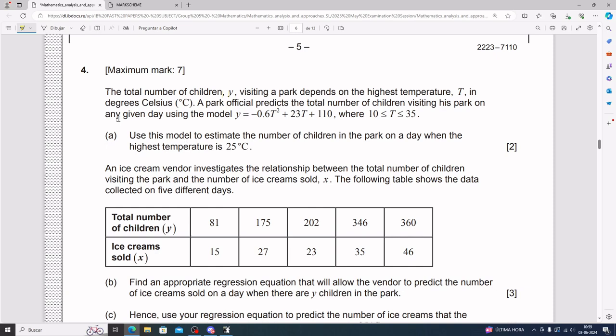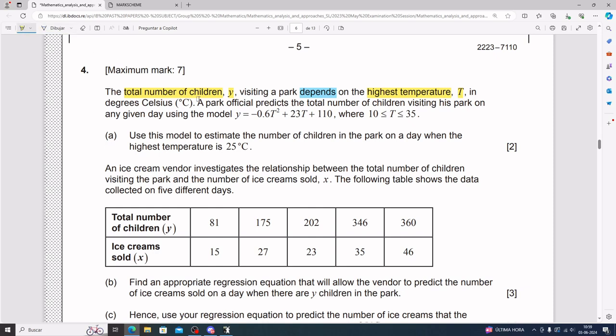So they tell us that the total number of children, which is going to be our y, visiting a park, which depends. And this is a huge word because it talks about the relationship between these two variables. Visiting a park depends on the highest temperature T in degrees Celsius. And so the amount of children that go to this park depends on the temperature, which makes sense because if it's really cold, if it's snowing, who's going to go to the park? If it's really, really, really hot, who's going to go to the park, right? So that kind of idea is what they're telling us here.